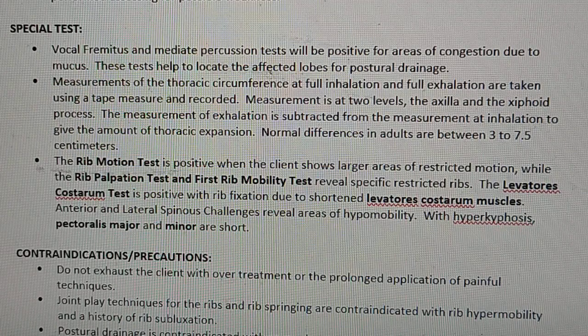The levator costarum test is positive with rib fixation due to shortened levator costarum muscles. Anterior and lateral spinous challenge reveal areas of hypomobility, like not so mobile joints, with hyperkyphosis, an outward curvature of the posterior mid-back. Pectoralis major, the largest muscle on the breast area, and pectoralis minor, the small muscle located on the breast area, are short. So when you do this special test, guys, you're going to find these problems in these areas.